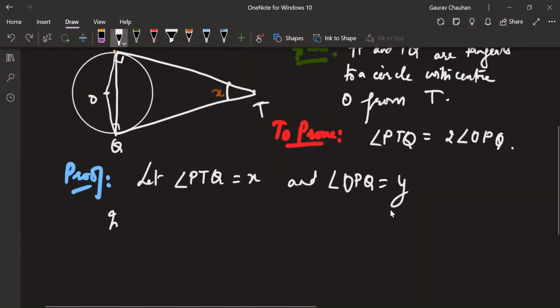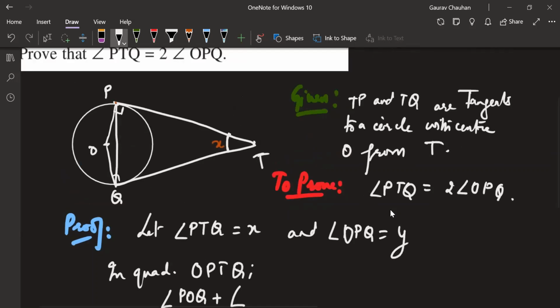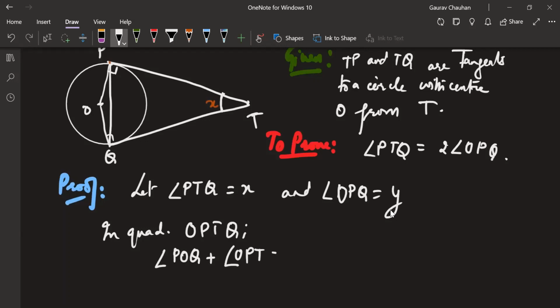Now, in quadrilateral OPTQ, we know some angles, and the angle sum property of a quadrilateral is how much, Asghar? Angle sum property of a quadrilateral is 360°. So angle POQ plus angle OPT plus angle PTQ plus angle TQO is equal to 360°. Okay, reason is angle sum property of a quadrilateral.